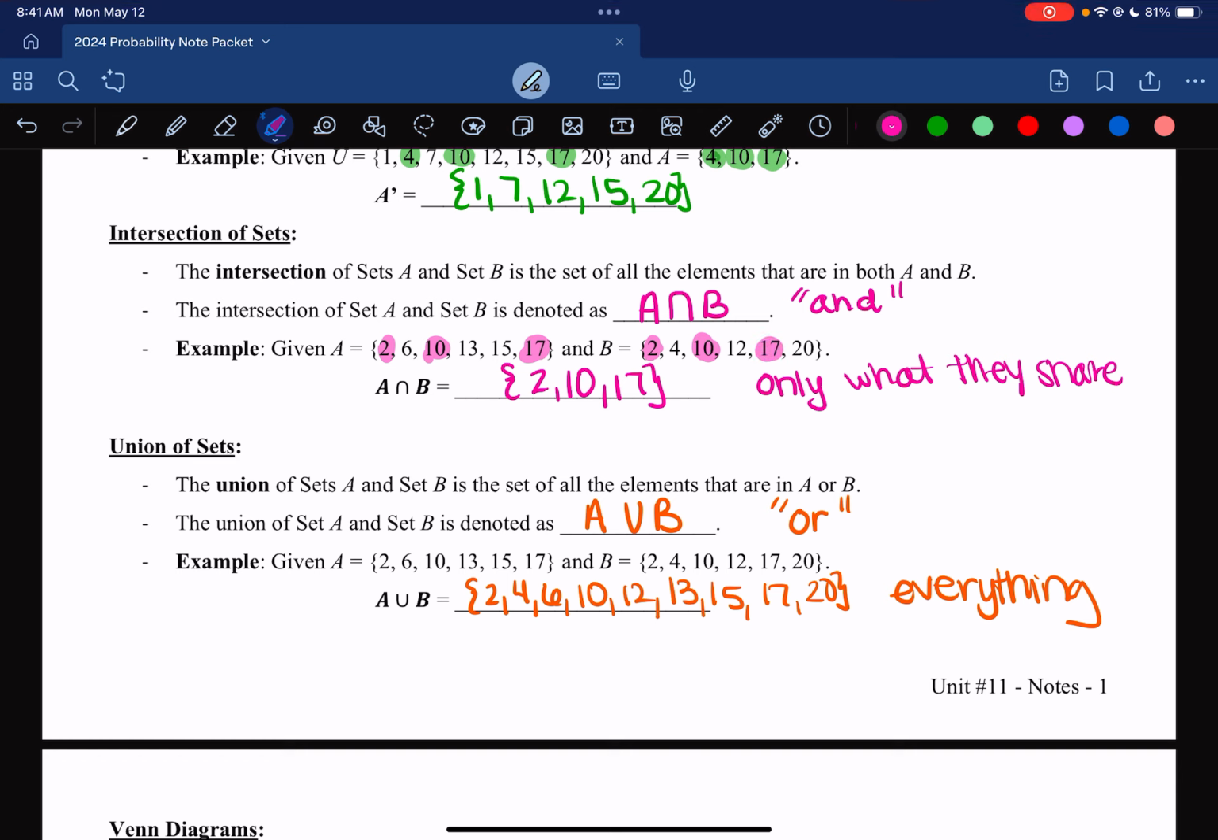Union of sets is when we want the set of all elements that are in A or B. So think OR, as long as the number is in one or the other. So here we have set A, here we have set B, so the union of them is everything.